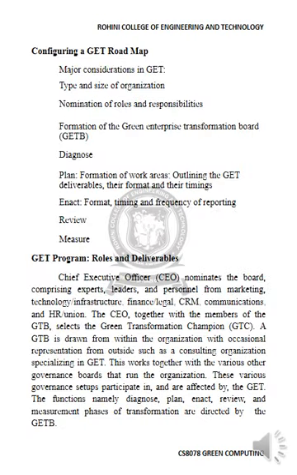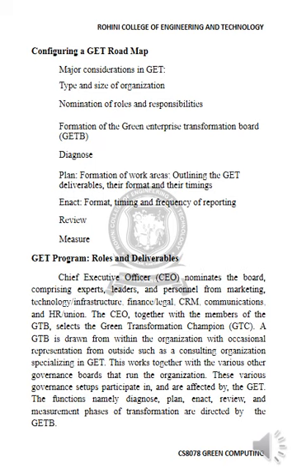So how to configure a green transformation roadmap? A major consideration is the type and size of the organization, nomination of roles and responsibilities, and formulation of the enterprise transformation board, with diagnose, plan, enact, review and measure. All the phases are iterative. Now the green transformation program roles and deliverables. The CEO, the chief executive officer, is responsible for nominating the board, the experts, the leaders and the members, who will form the GTB.